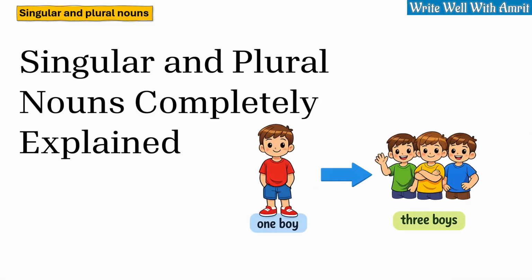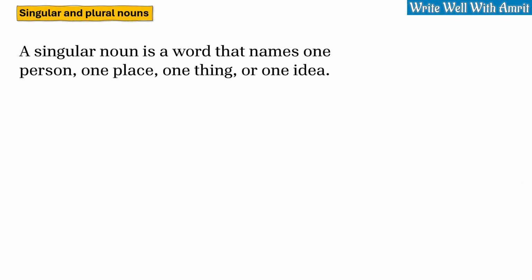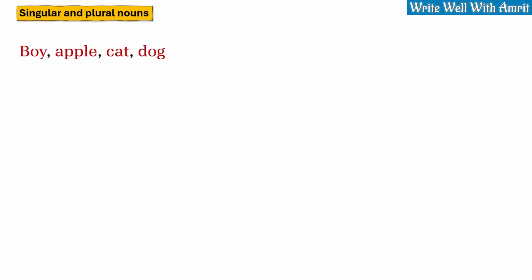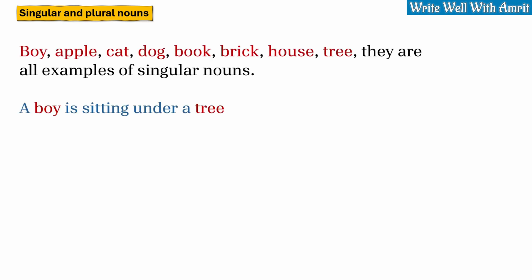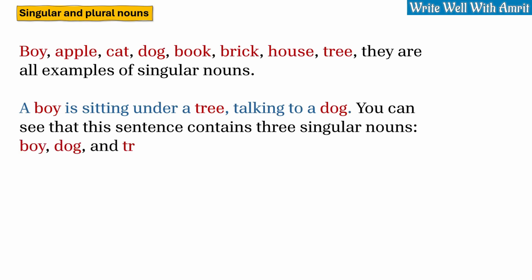Singular and plural nouns completely explained. A singular noun is a word that names one person, one place, one thing, or one idea. Boy, apple, cat, dog, book, brick, house, tree. They are all examples of singular nouns.